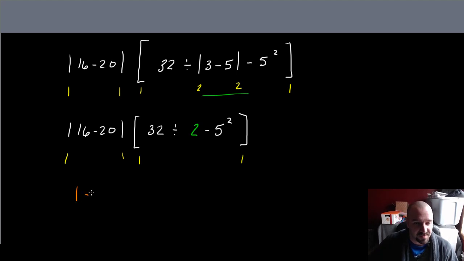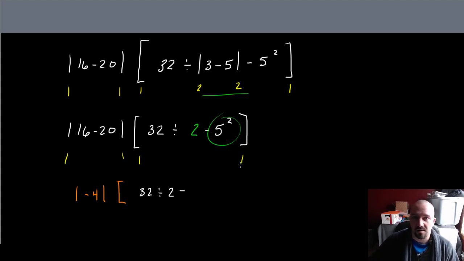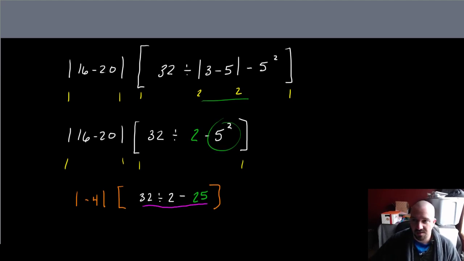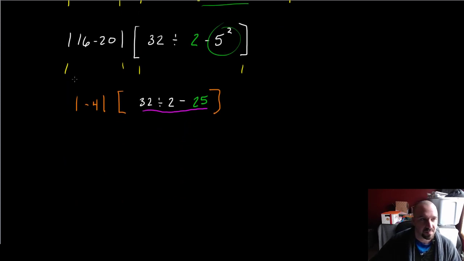So this is going to be absolute value of -4. And then I'm going to have all of this stuff. Be very cautious here. Remember that the exponents come first. So I'm going to go ahead and bring down the 32 divided by 2. The minus also comes down, but it's the 5 squared that gets done. So this is -25. I can then move through the rest of that, and I can kind of do all that at once. I do the division first and then the subtraction.